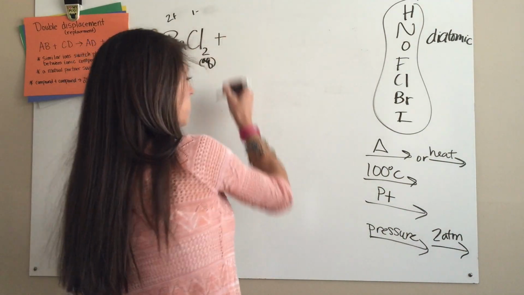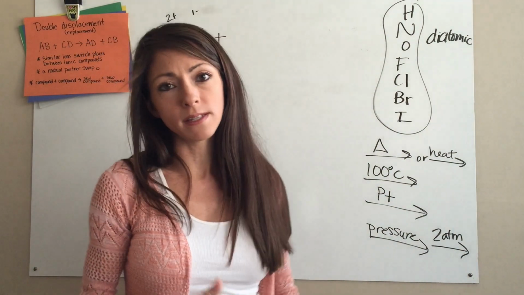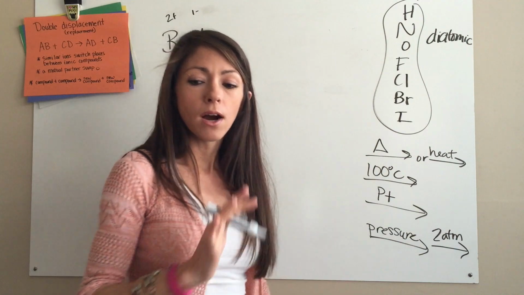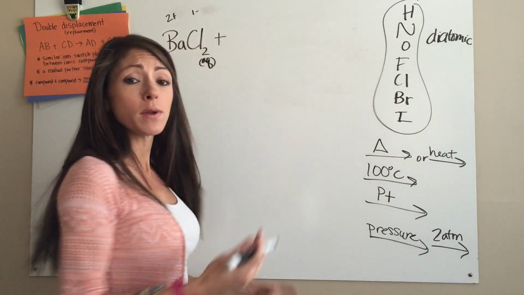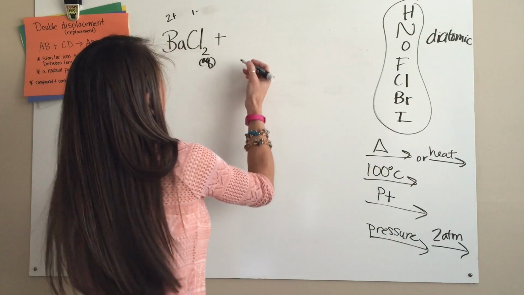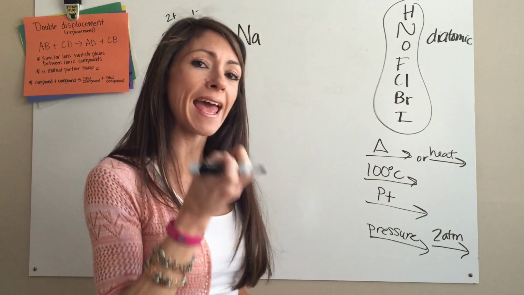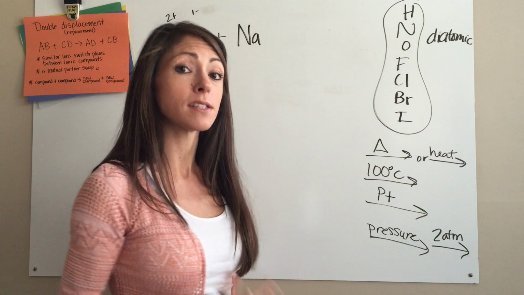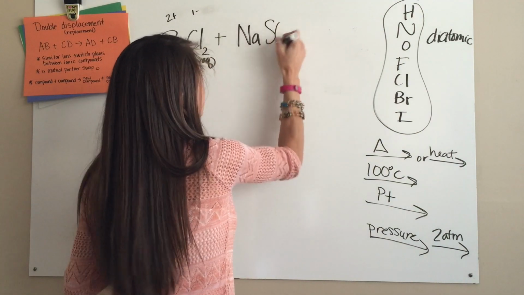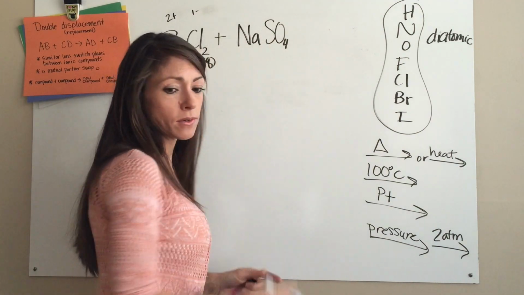Now, and you'll see this in your descriptive sentences when the reaction is being described. All right, so we've got this plus sodium sulfate. Now, sodium sulfate, Na is sodium. Sulfate, that means it's a polyatomic ion. Sulfate is SO4.